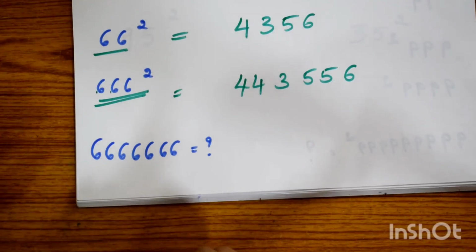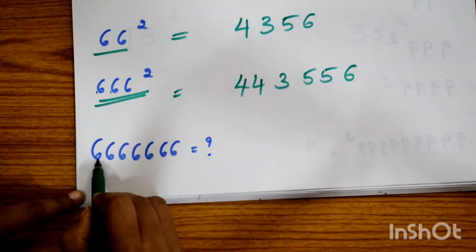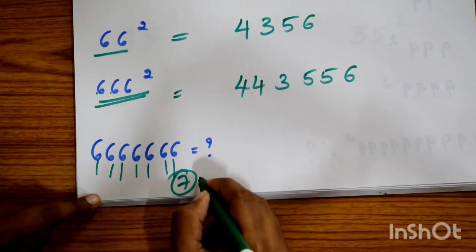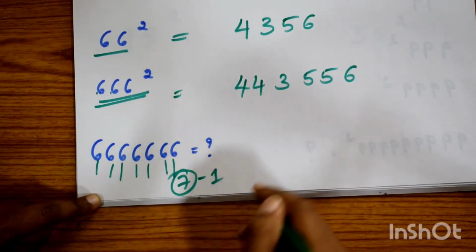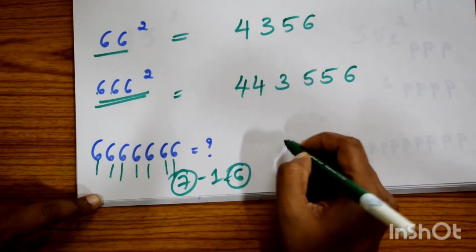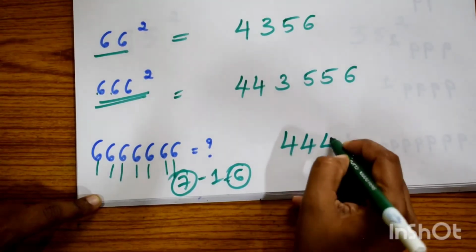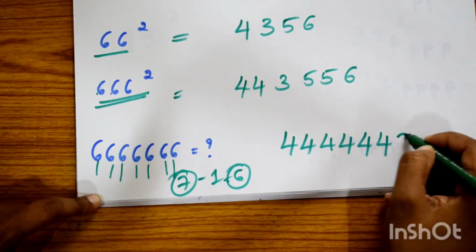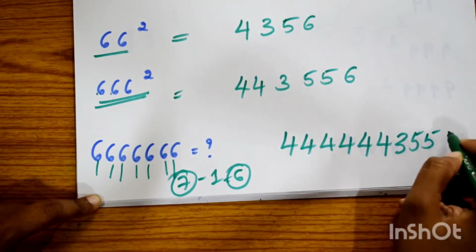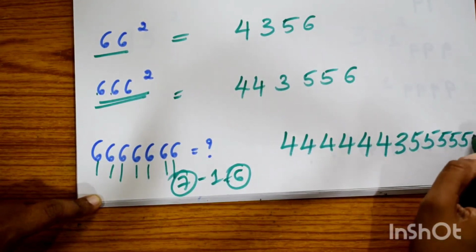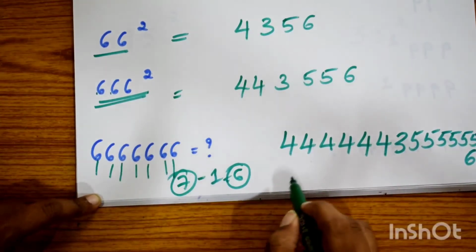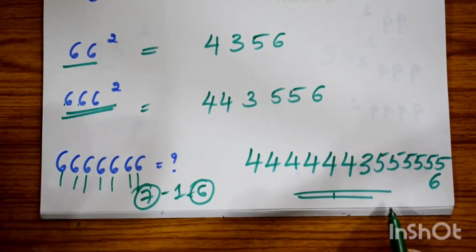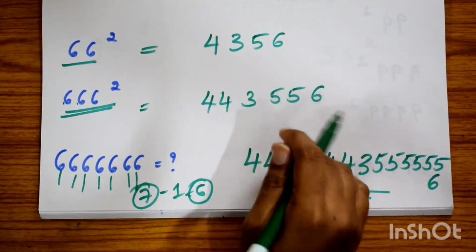So let's answer this. How many digits are there? 1, 2, 3, 4, 5, 6, 7. 7 digits are there. So minus 1. So 6 times you have to repeat this. Okay. 4 six times. Next is 3. 5 six times. Next is 6. And we got it. Right? Okay. Let's try this on 9 also.